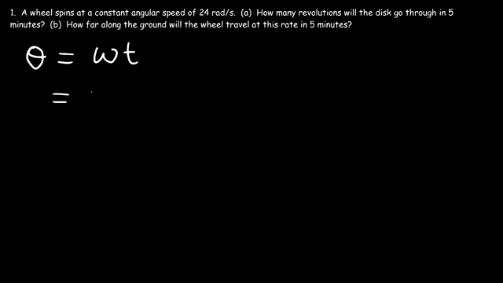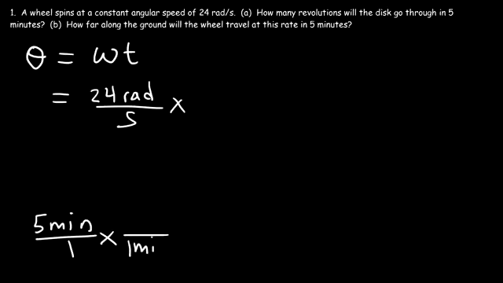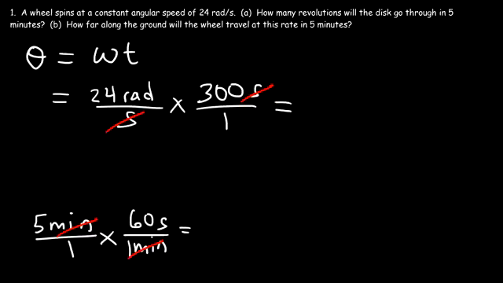Now we have omega, which is 24 radians per second. And we have the time in minutes, but we need to convert it to seconds. 1 minute is equal to 60 seconds. So 5 minutes is going to be 5 times 60, which is 300 seconds. So if we multiply omega in radians per second by the time in seconds, this will give us the angular distance in radians. So it's 24 times 300, which is 7,200 radians.